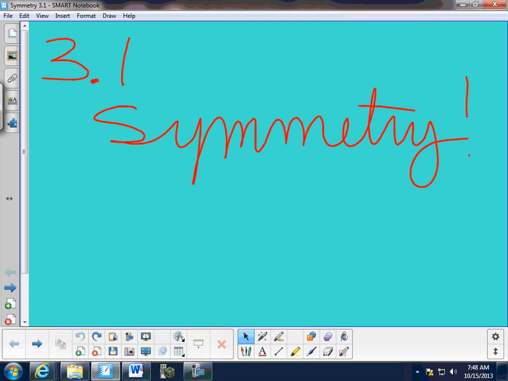Let's talk about 3.1. This whole chapter is about graphs. Pretty much, it's all about graphing. Here's the goal, that's what we're doing. We're talking about graphs. That's the overall theme.